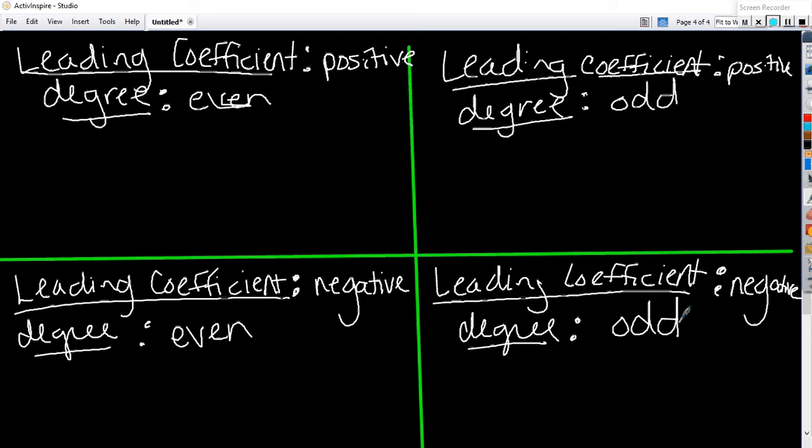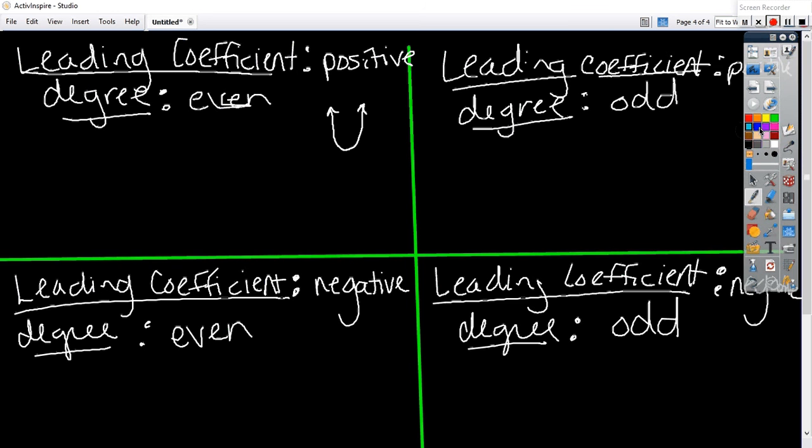Now what's neat about end behavior is that no matter where I go, no matter what my equation is, if it has this qualification, then the end behavior is going to be the same. So if it's a positive odd, then all positive odds have the same end behavior. What does that mean? If I have an even degree positive, like a quadratic that opens up, both ends go the same way.